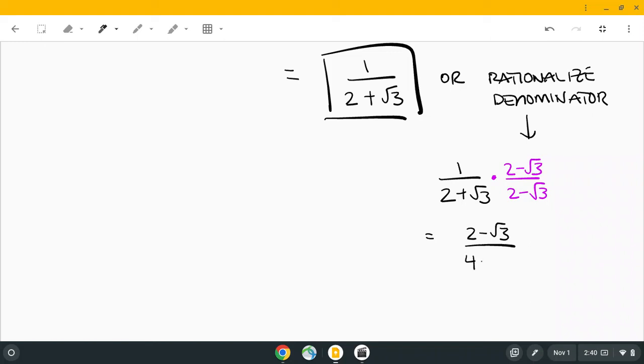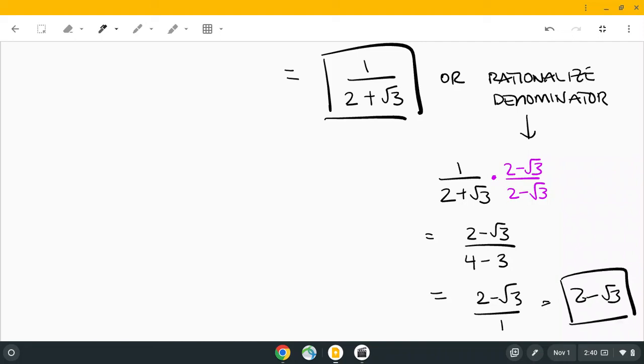So here we end up with 4 minus 3, and 2 minus square root 3 over 1, which is just 2 minus square root 3. That's it. I did this part in my head. If you don't know the shortcut by now, then you have to do it the long way: 2 times 2, 2 times that, square root 3 times that, square root 3 times that. Combine like terms, simplify. You'll get 4 minus 3, which is 1. All right, so that is it.